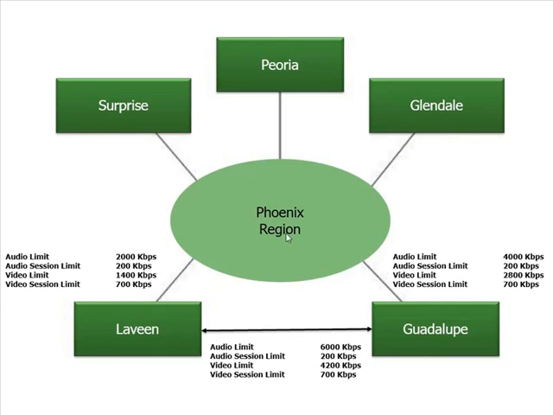And we'll also see inside of the graphical user interface or through the command line that you can define if you want to apply a network bandwidth policy profile on that link. And a network bandwidth policy profile applies a limit. So in this case, I have an audio limit of 2000 kbps, a per session limit of 200, a video aggregate limit of 1400 kbps, and a video session limit of 700. So if a client in Laveen tried to establish a real-time audio or video session with a client in one of the other sites like Glendale, Peoria, or Surprise, these bandwidth limitations would get enforced by the call admission control.